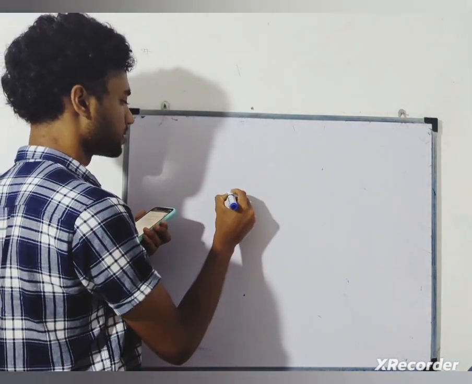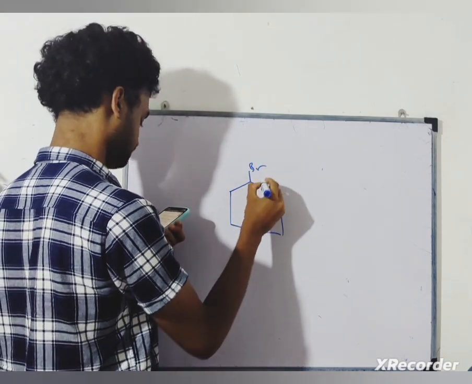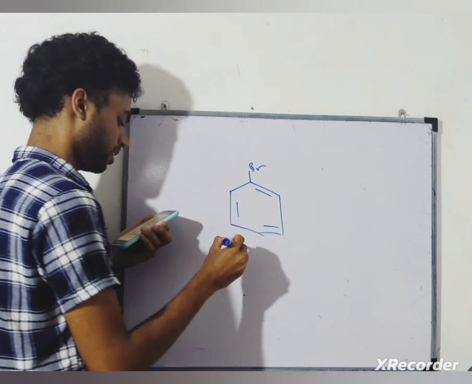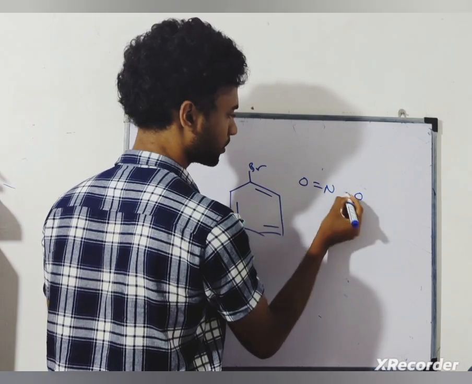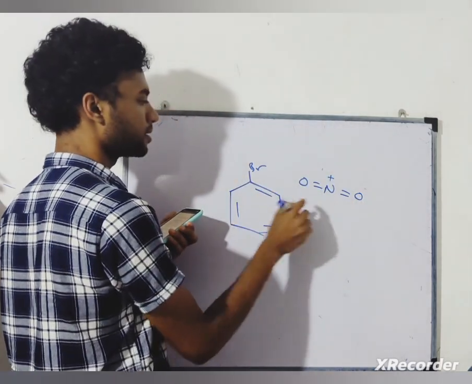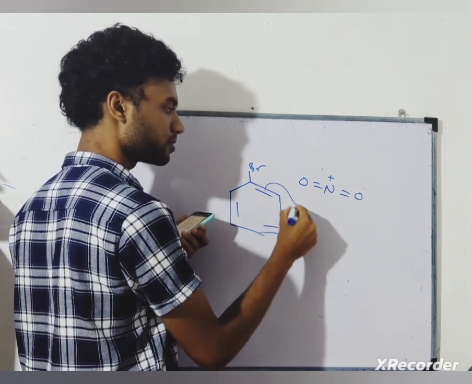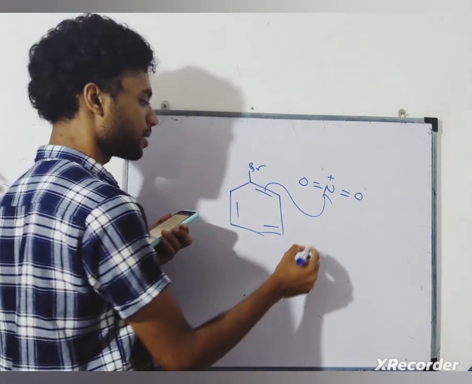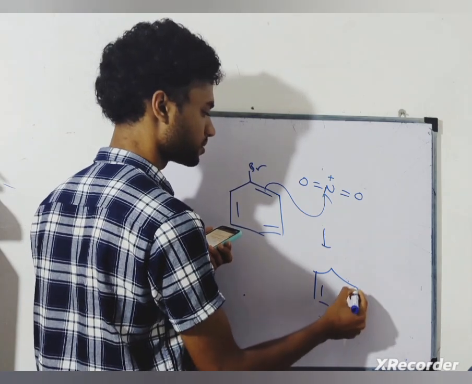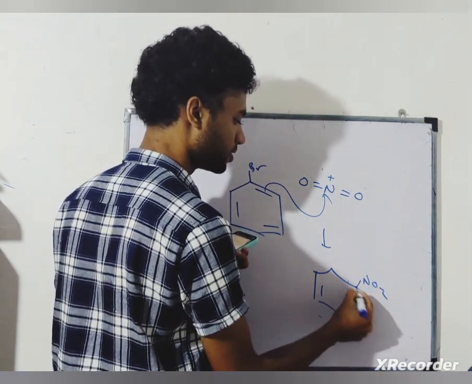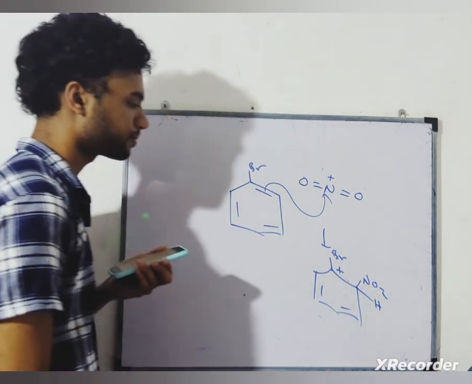So I have bromobenzene like this, right? Bromine, and then I have what? NO2 plus. This is an electrophile, which means it likes what? Electrons. Then electrons are supplied like so. Then what's happening is you obtain a structure like this, right? NO2 here, and you have hydrogen here.